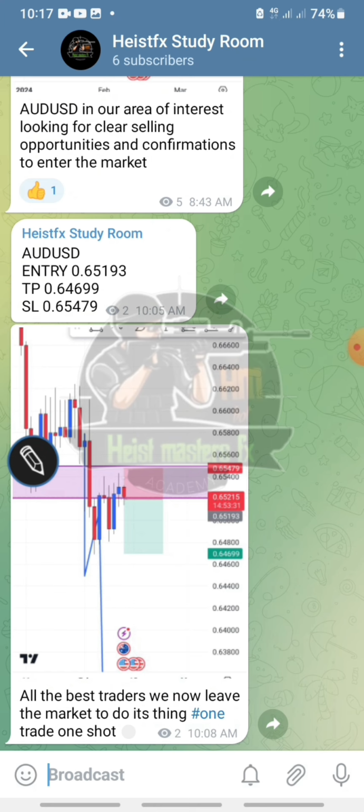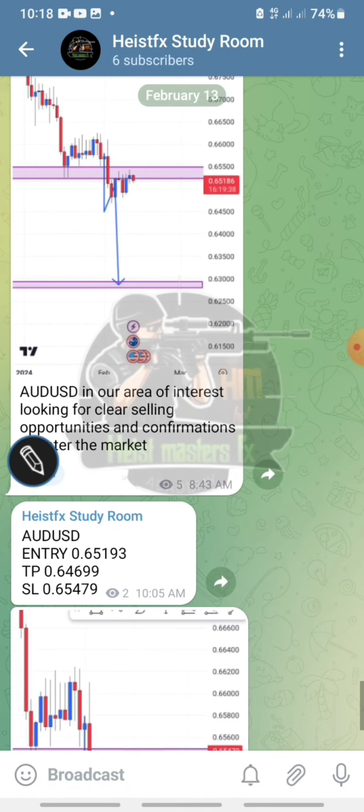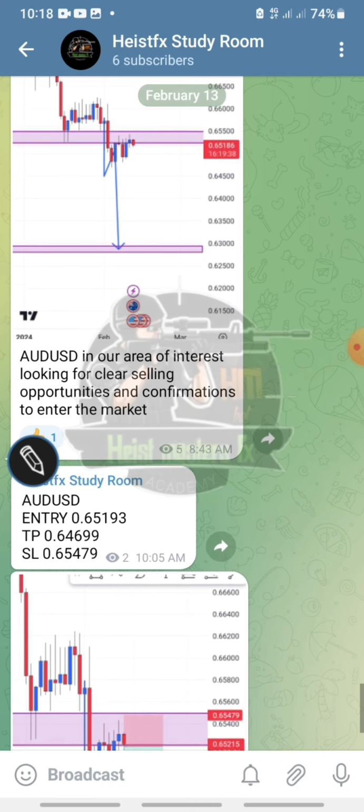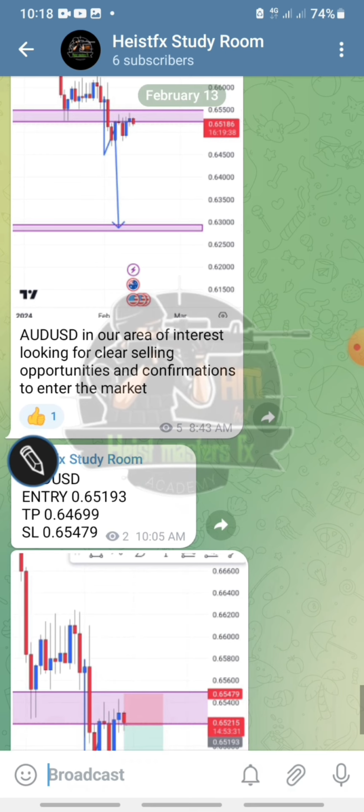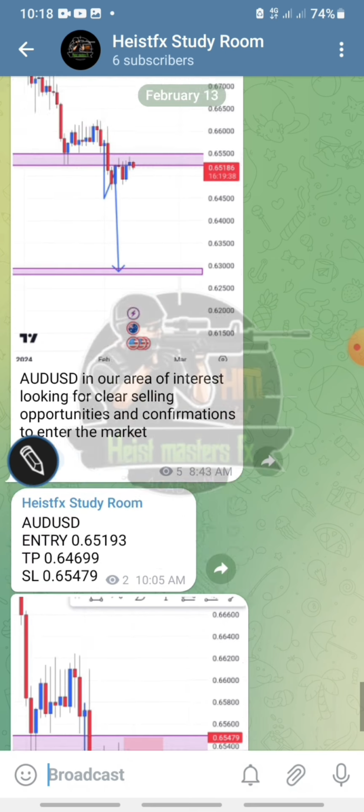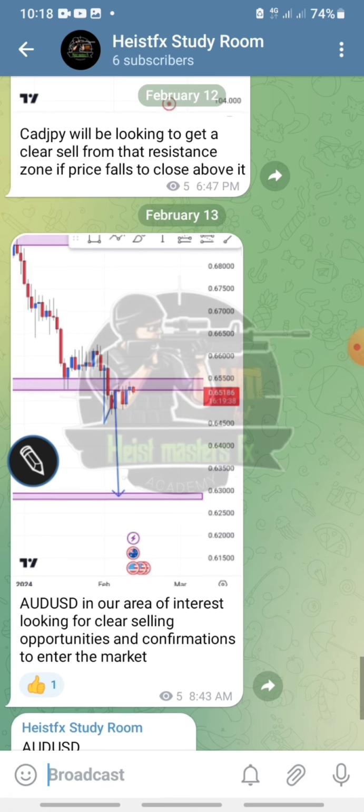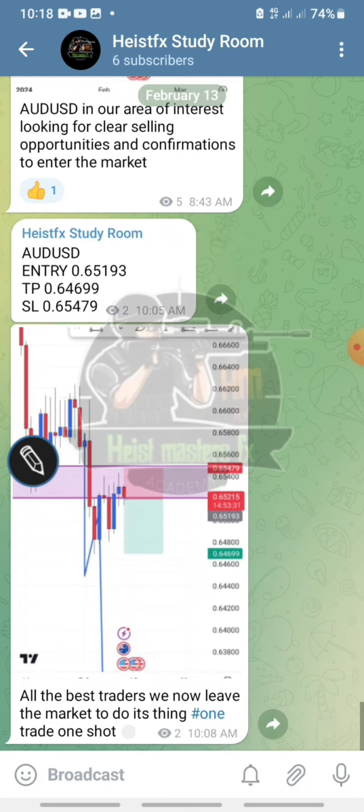I have already given them the entry, the take profit and the stop loss based on the analysis here, and then I told them AUD USD is in our area of interest, looking for clear selling opportunities and confirmation to enter the market. Yesterday I gave them another one, though it was invalid because it had not yet reached the area of interest. Hashtag one trade, one shot.